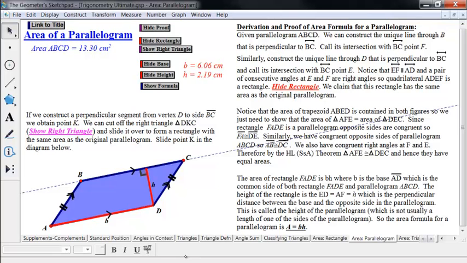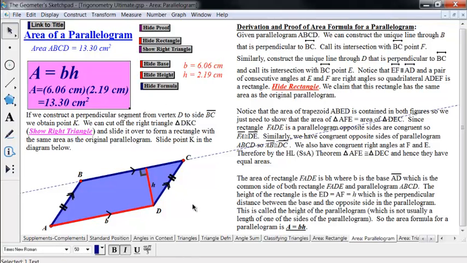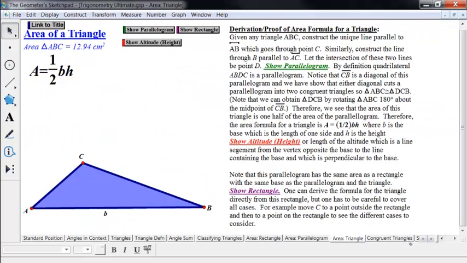And then the formula is just base times height, and you can see what it is for this particular one. So that shows you how we can start with the area of a rectangle and use that formula to find the area of a parallelogram. Now, in trigonometry, we're going to be dealing a lot with measuring triangles, so let's look at how we can come up with an area formula for a triangle.